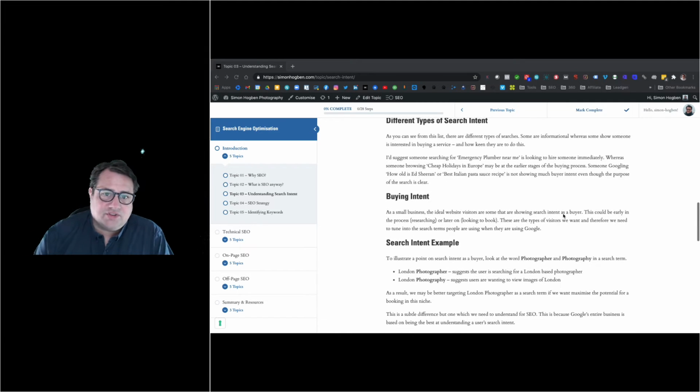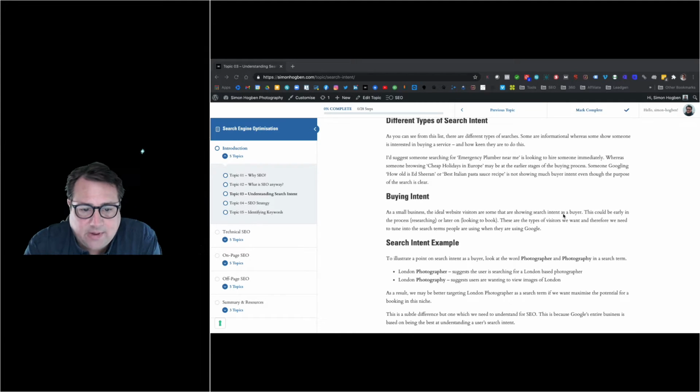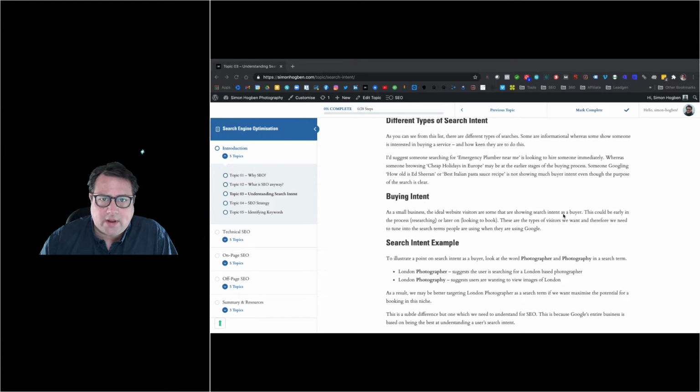So what we want as small business owners is to be finding people that have high buyer intent, they're looking to hire, and if they're not looking to hire immediately, they're certainly researching, and that's part of their intent. We need to lock into those kind of searches and make sure that we appear at the top of Google for it.